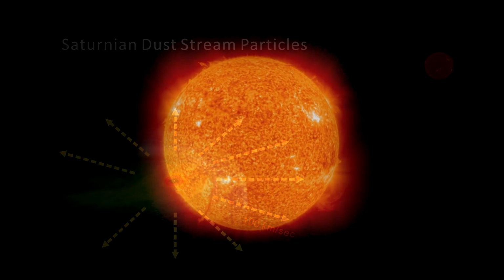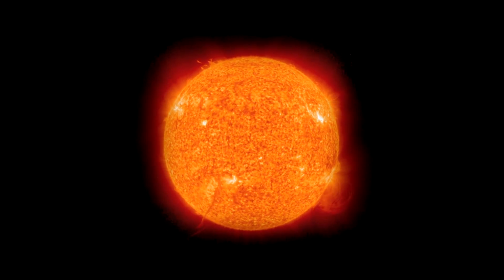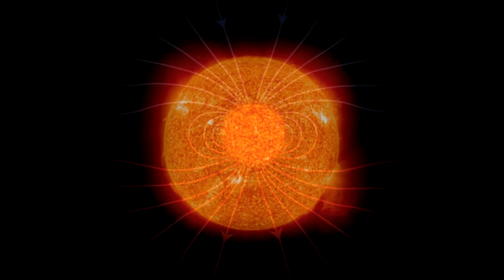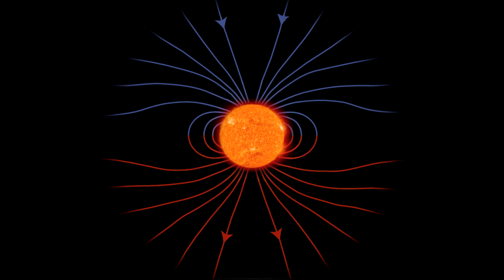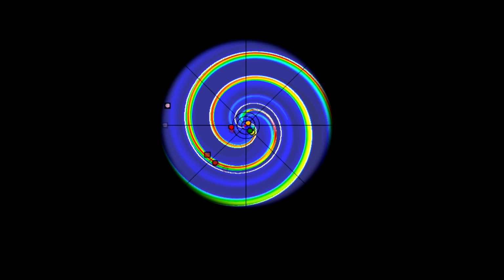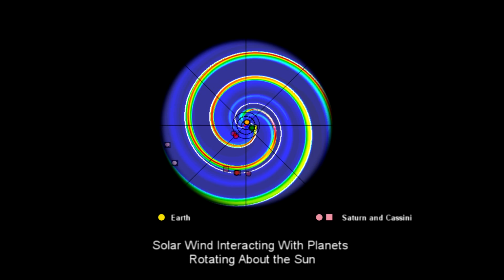The source of the interplanetary magnetic field is the Sun. At the time of Cassini's arrival, the Sun's magnetic field was outward in the south and inward in the north. The solar wind and magnetic field fill all of interplanetary space, as shown in this depiction, with Saturn and Cassini at the outermost perimeter. The Sun's rotation winds the field up into a large spiral pattern.